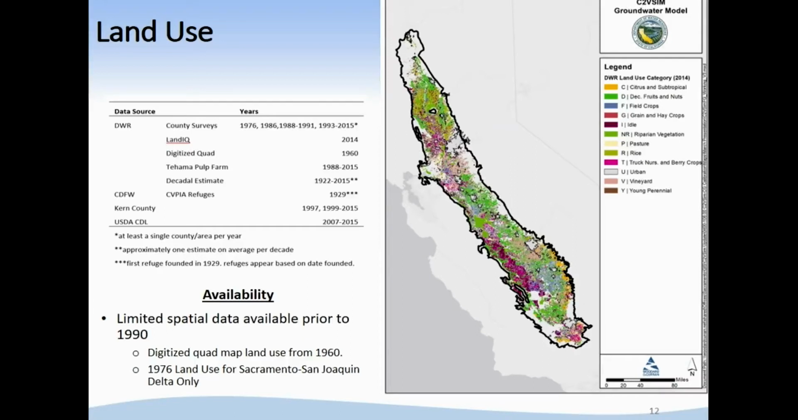We only had the 1960 quad map land use coverage, and the next data set from that point on was 1976 land use for the Sacramento and San Joaquin Delta only. So that was a challenge, and Tyler is going to dive into more detail on how we dealt with these challenges and give his presentation on Wednesday.